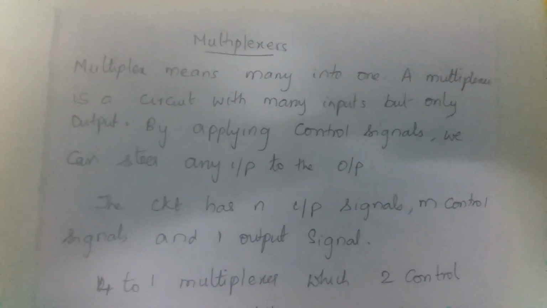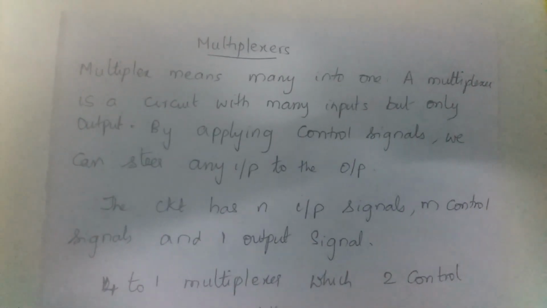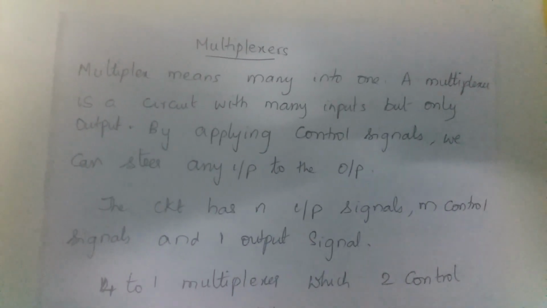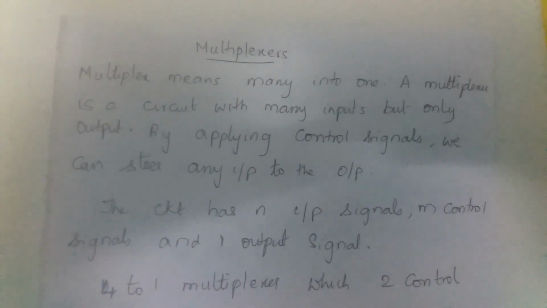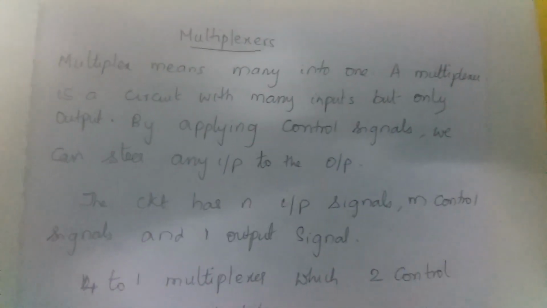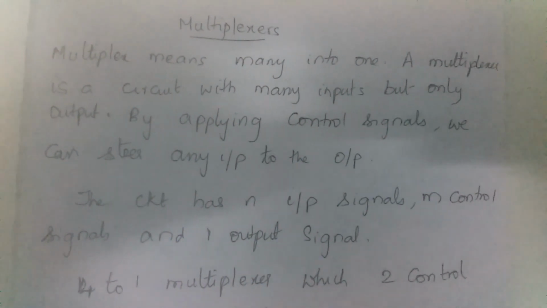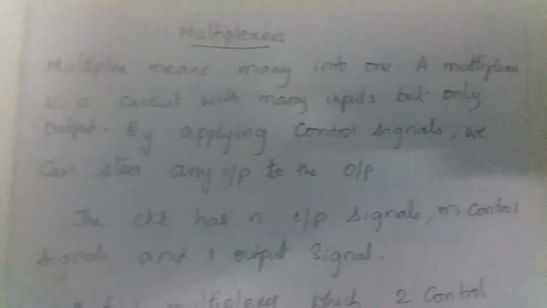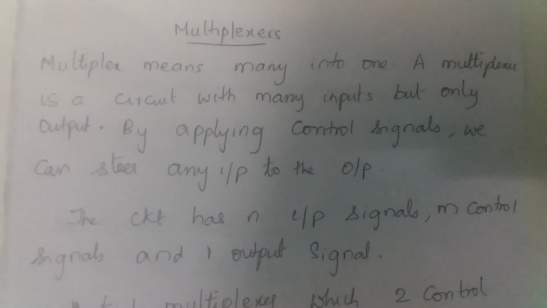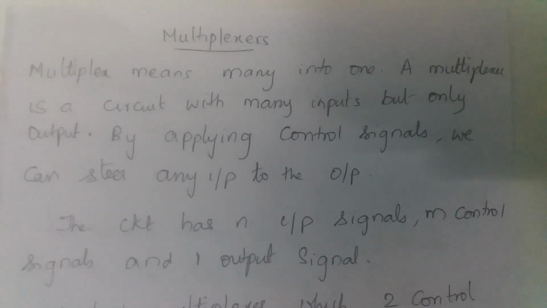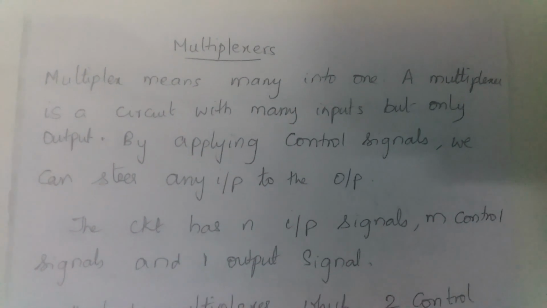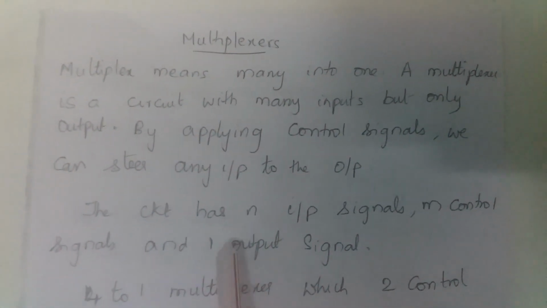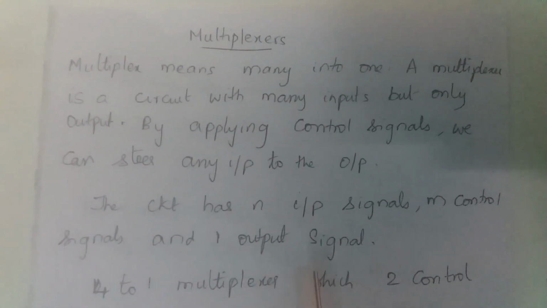So what does multiplexing mean? The operation of sending one or more analog or digital signals over a common transmission line at different times or speeds is called multiplexing. In a multiplexer, you have many inputs but only one output. By applying the control signal, we can steer any input to the output. The circuit has n input signals, m control signals and one output signal.